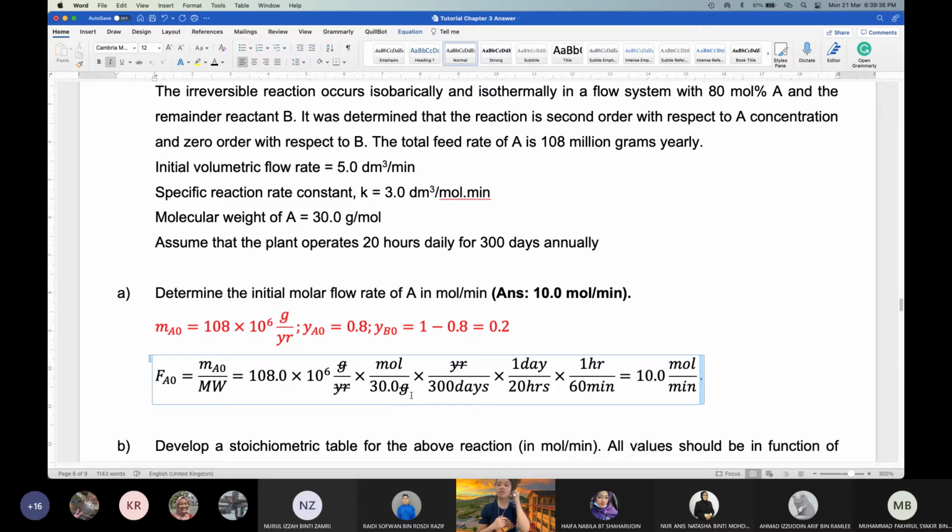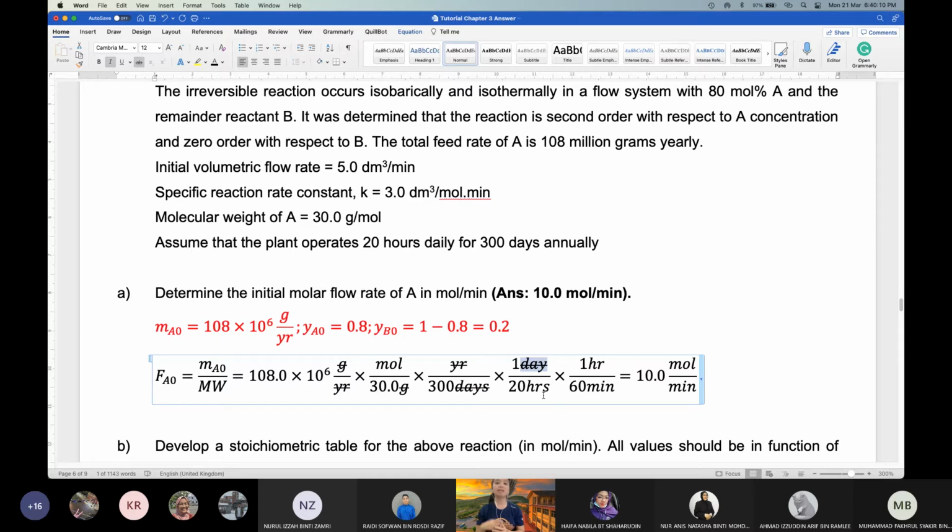Okay, then again maksudnya day tu saya kena convert kepada minit. However, to convert the day to minute, I got second limitation because for every 1 day, my plant only work 20 hours. So tambah lagi conversion factor. Setiap 1 hari, plant tu hanya bekerja 20 jam. So when I do this, kamu tengok saya dah boleh cancel day. I already can cancel my day. So now I cancel day, I'm left with hour. So now I'm left with mole per hour.